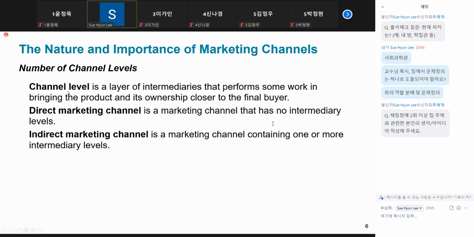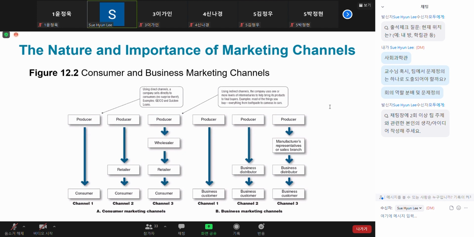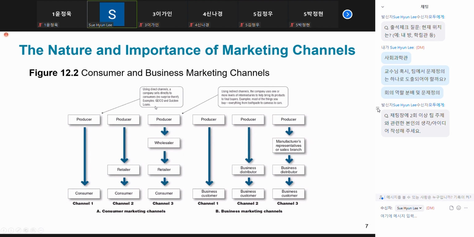So we're going to talk about channel level. It's a layer of intermediaries, the direct marketing channel, and the indirect marketing channel. Okay, let's see one by one. Companies can design their distribution channels to make products and services available to customers in different ways. Each layer of marketing intermediaries that performs some work in bringing the product and its ownership closer to the final buyer is called a channel level. Because both the producer and the final consumer perform some work, they are part of every channel. So the number of intermediary levels indicates the length of the channel.